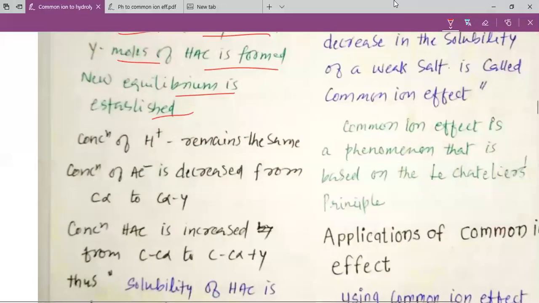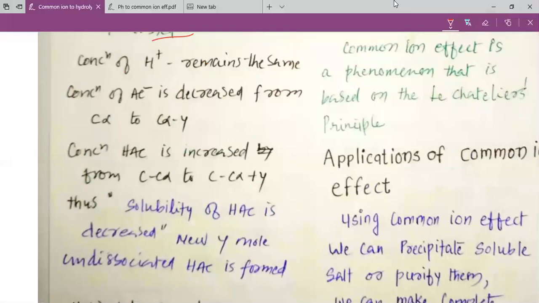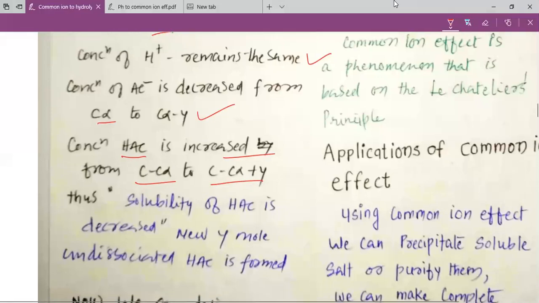When the new equilibrium is established, we come to know that the concentration of H plus remains the same. The concentration of AC minus is decreased from C alpha to C alpha minus Y, and the concentration of HAC is increased from C minus C alpha to C minus C alpha plus Y.